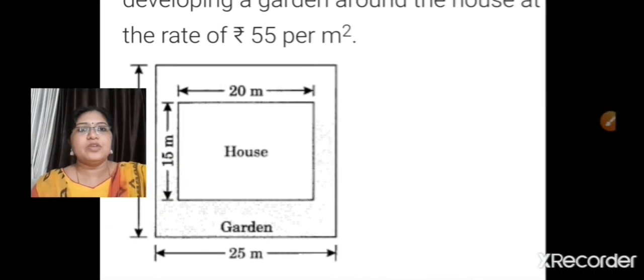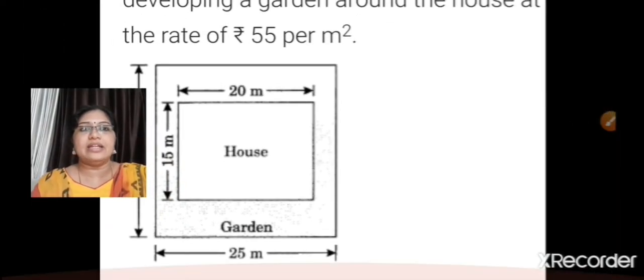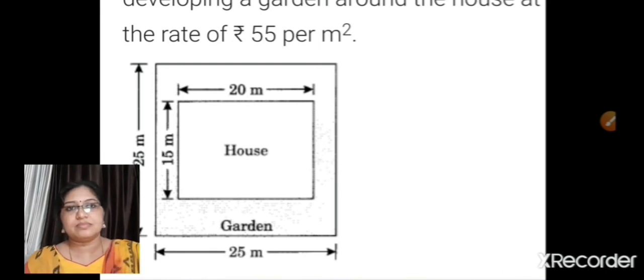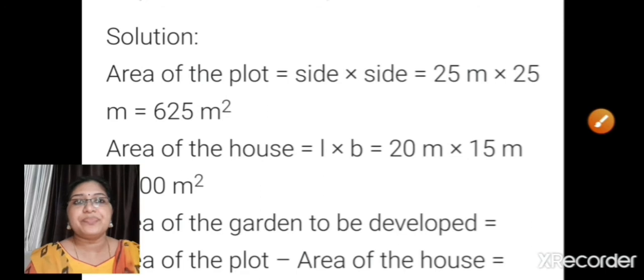This is the picture. So what is the area of the garden? That is 25 into 25. If you do, you will get the area of the full plot. Then if you want to find the area of the house, it is 20 into 15. Let us now see the solution. Solution. Area of the plot is equal to side into side. As the shape of the plot is square, so side into side. So it is equal to 25 meter into 25 meter. That is equal to 625 meter square.